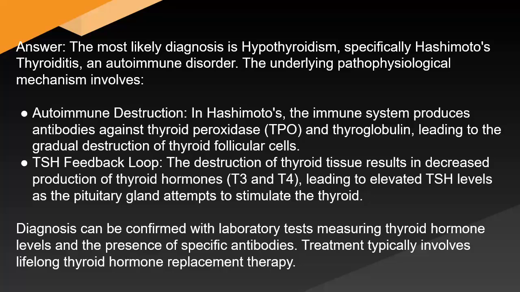The underlying pathophysiological mechanism involves autoimmune destruction. In Hashimoto's, the immune system produces antibodies against thyroid peroxidase (TPO) and thyroglobulin, leading to the gradual destruction of thyroid follicular cells (TSH feedback loop).